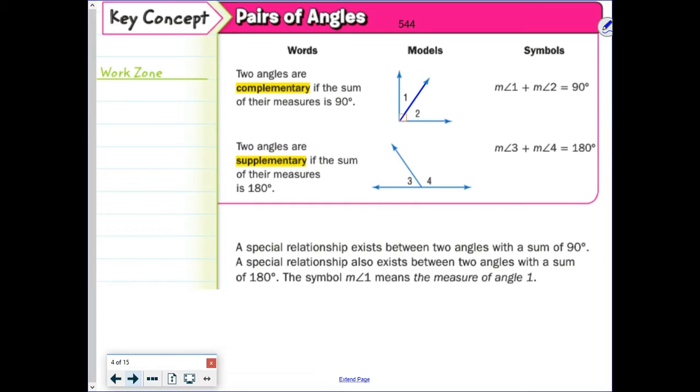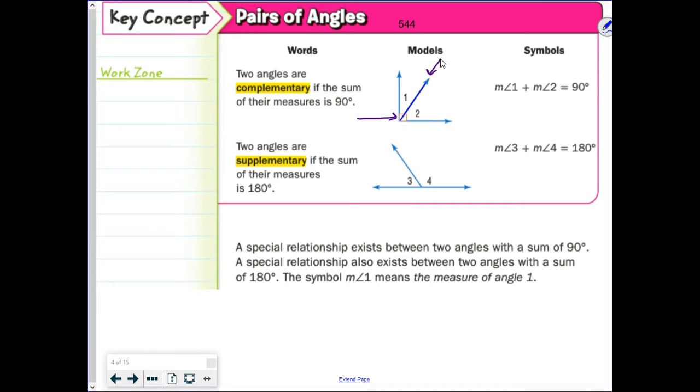So you have a pair of adjacent angles here. They're adjacent, I know they are, because they share this side. They share that ray together. So angles 1 and 2 are adjacent, but we would also call them complementary because together they form a 90-degree angle.